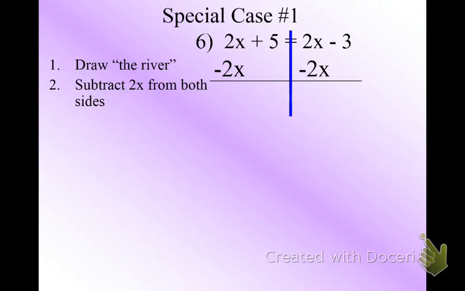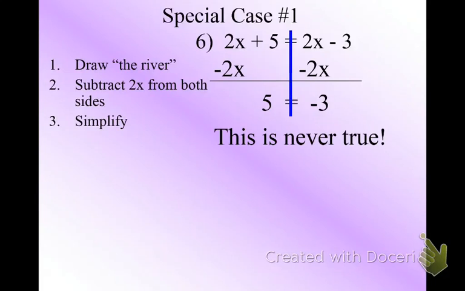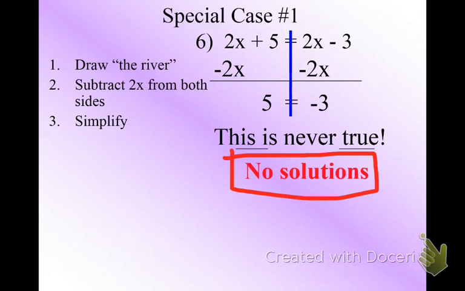So let's subtract 2x from both sides. And notice what happens. We have 2x minus 2x and 2x minus 2x. Well, those are both additive inverses, so they're both going to add to 0. So when that happens, look what we get in our equation when we simplify. On the left-hand side, we're left with 5. On the right-hand side, we're left with negative 3. But notice that that's impossible. It's impossible for 5 to equal negative 3. So when this happens, because this is never true, we say that the answer is no solution.